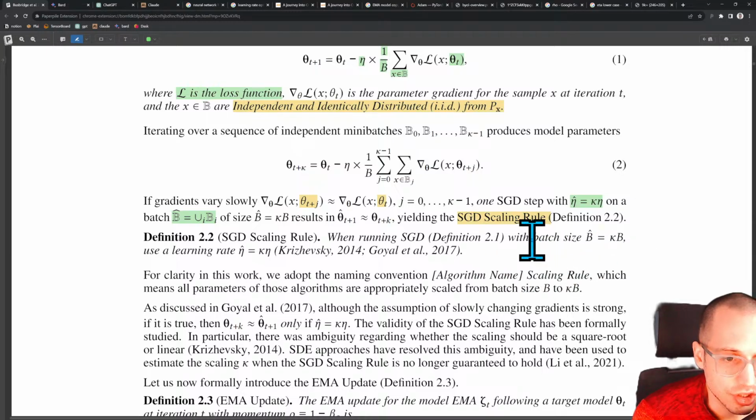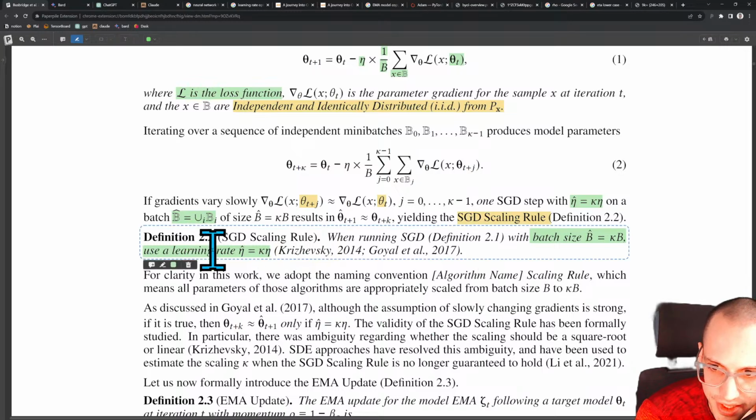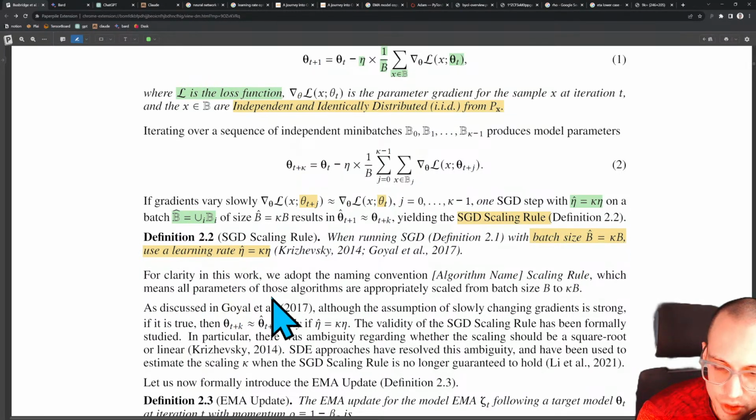Okay, so for this batch size, use this learning rate. And that's the SGD scaling rule. For clarity in this work, we adopt the naming convention "algorithm scaling rule," which means all parameters of those algorithms are appropriately scaled from batch size B to κB.